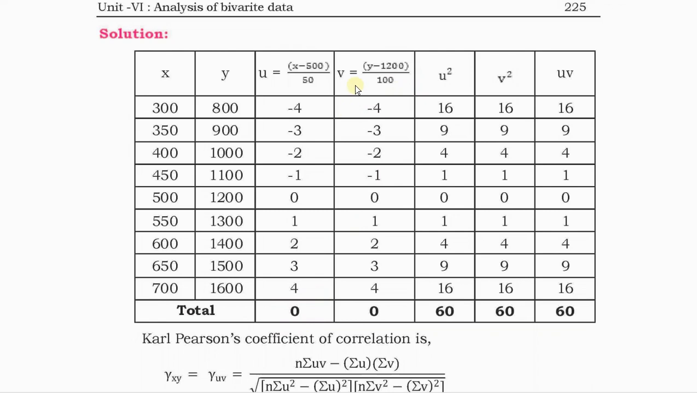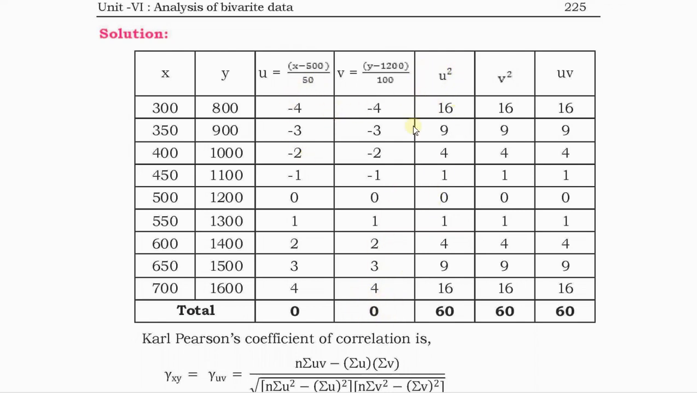Next, for v. So v value here is 800 minus 1200, that is minus 400. So minus 400 divided by 100 is minus 4. Next, 900 minus 1200, minus 300 divided by 100 is minus 3. 1000 minus 1200 divided by 100 is minus 2. 1100 minus 1200 divided by 100 is minus 1. Next, 1200 minus 1200 divided by 100 is 0. Next, 1300 minus 1200, that is 100. 100 divided by 100 is 1. 1400 minus 1200 divided by 100, that is 2. 1500 minus 1200, that is 300, divided by 100, that is 3. 1600 minus 1200 divided by 100, that is 4. So the answer again here is 0.